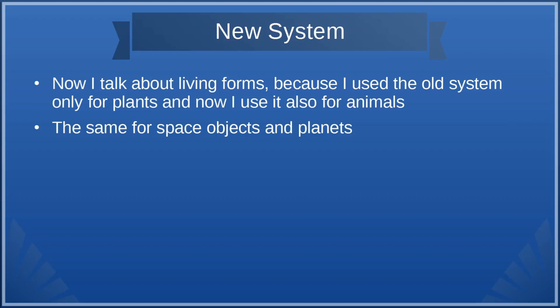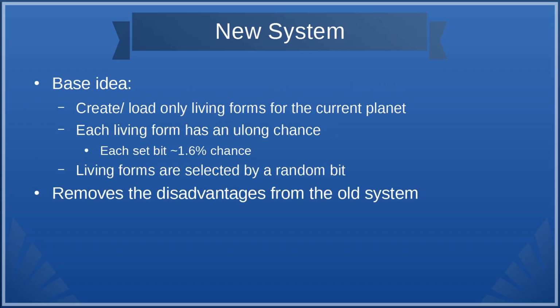In the new system I will talk about living forms, because I used the old system only for plants, and now I use it also for animals. The same for space objects and planets. The new idea is to create and load living forms only for the current planet. Each living form contains a new long chance, and each set bit in this value stands for a 1.6% chance that this living form can spawn. At the end, living forms are selected by a random bit. This idea removes the disadvantages from the old system.